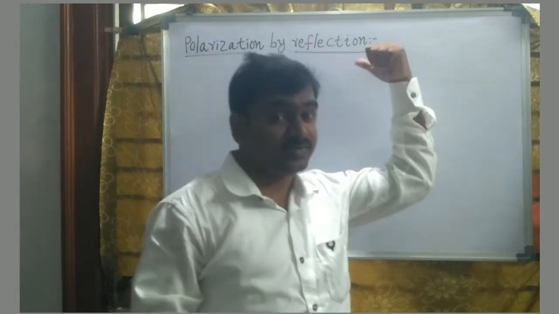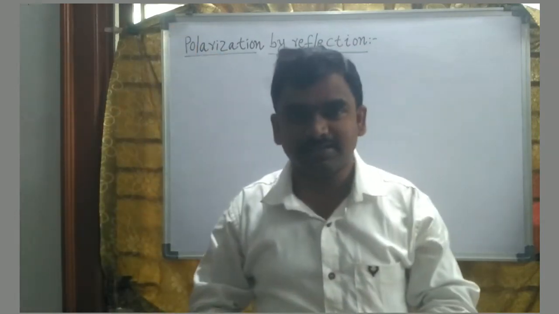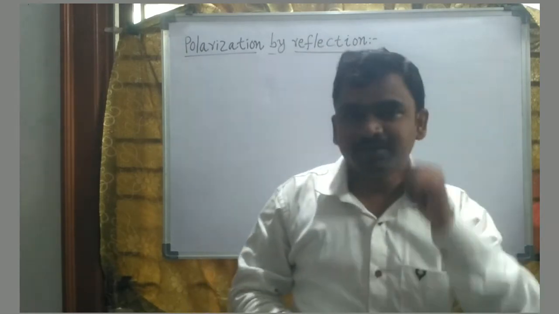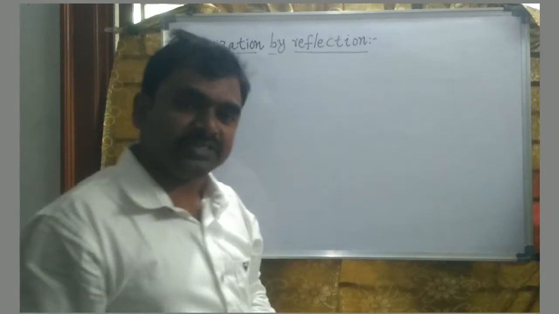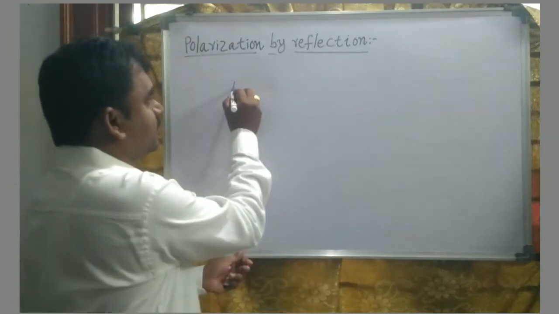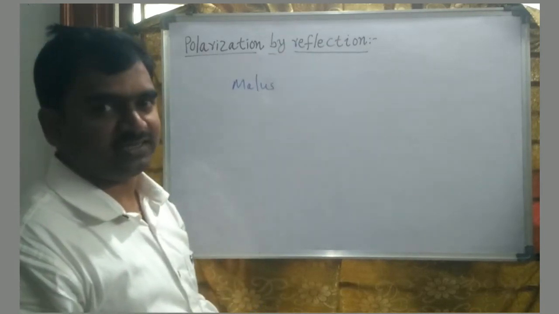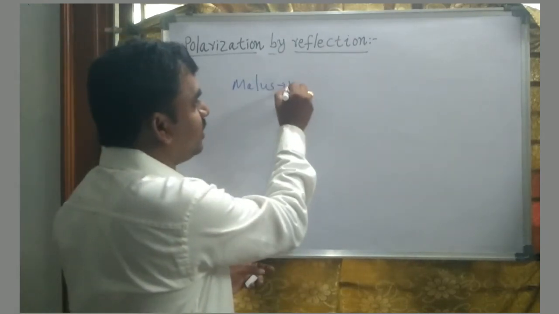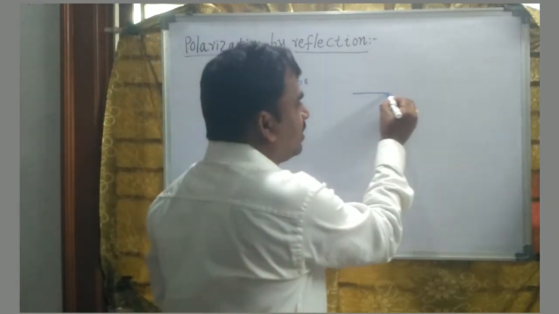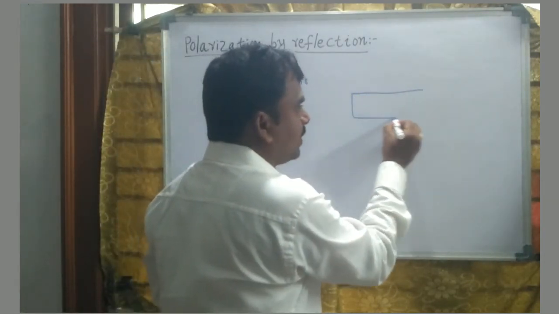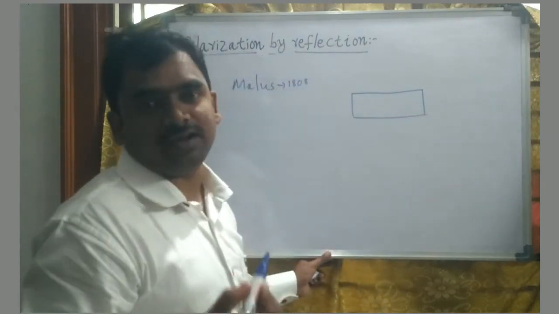That means by using this reflection concept, we can produce polarized light. Can we do it? Yes. First of all, polarization by reflection was introduced by Malus. He is a French scientist. In 1808, he observed this with a transparent medium, maybe either water or glass.